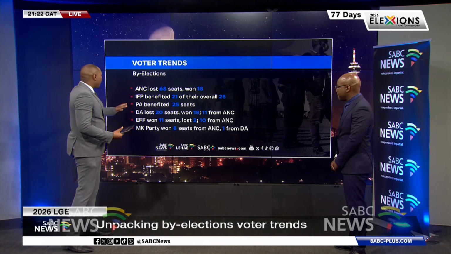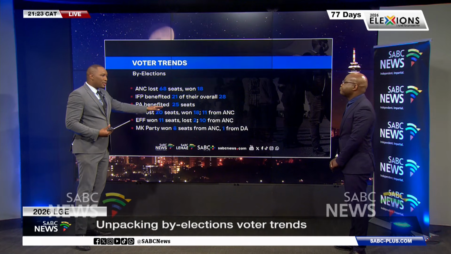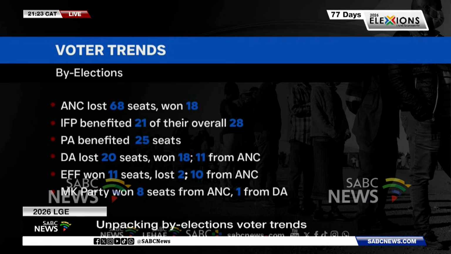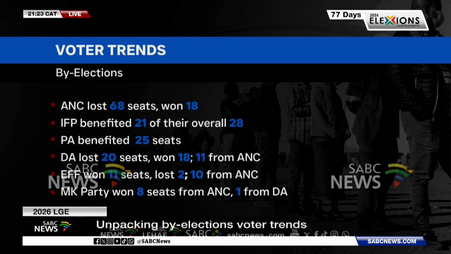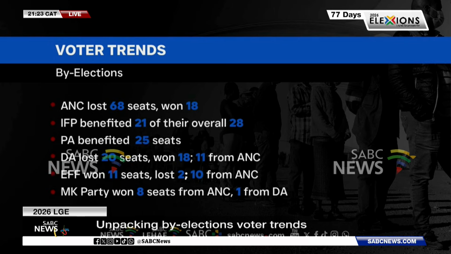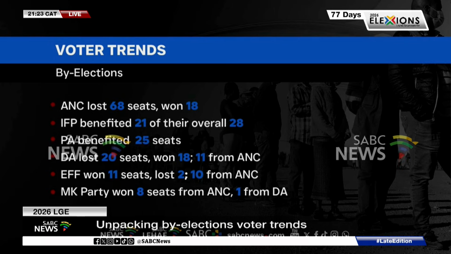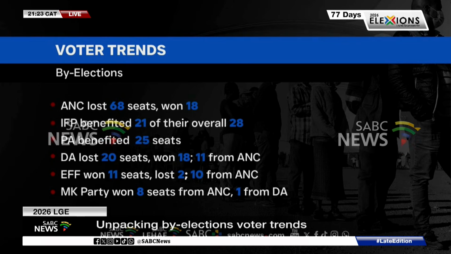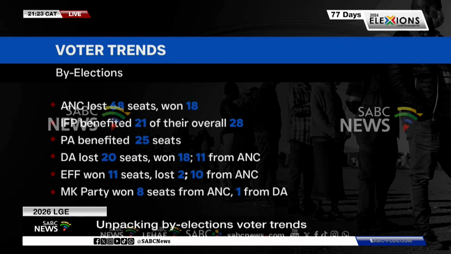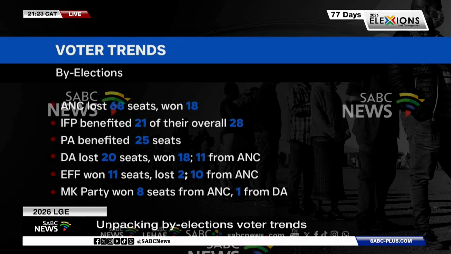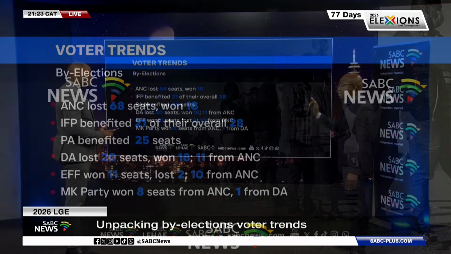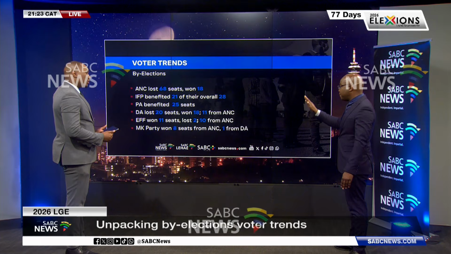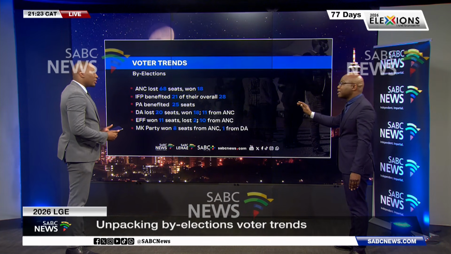Is there a similar pattern here? The Patriotic Alliance gained 25 seats in by-elections, and the DA lost 20 seats. Is there a similar sort of cross-exchange that you see there? Yes, the PA also got 25 seats. 11 of them are from the ANC, and 10 of them are from the DA. Oh, wow. Yes, and 15 of those seats are in the Western Cape.